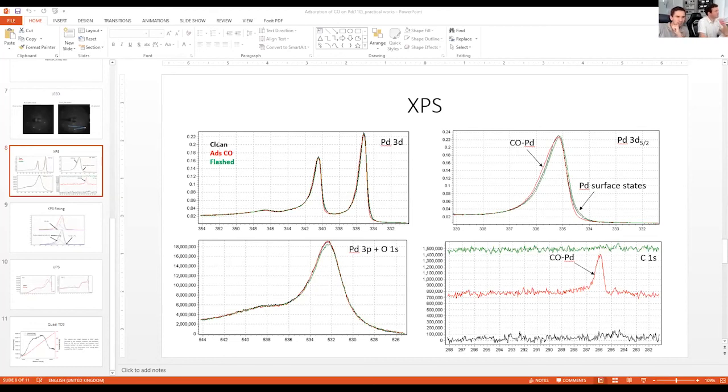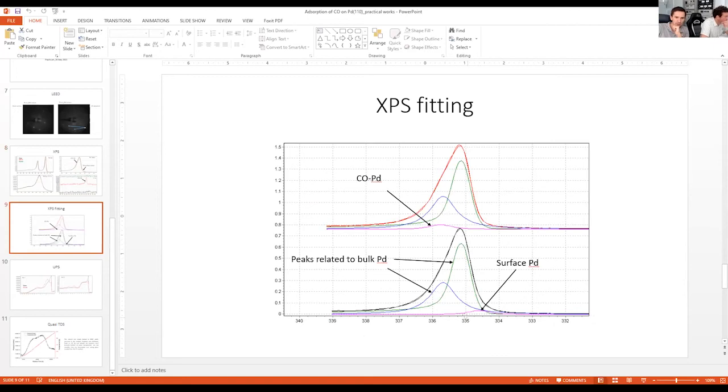So you see here that the clean palladium is the black one, and after adsorption of CO, you see very small changes which are not really seen very well on the doublet. However, if you look at this part of the doublet, you see that at the beginning, if the surface is clean, it has this small peak. To fit this peak, you might fit it like here. So this is kind of surface palladium atoms. As they don't have a neighbor above, they have a slightly different electronic structure, so their binding energy is a bit shifted.